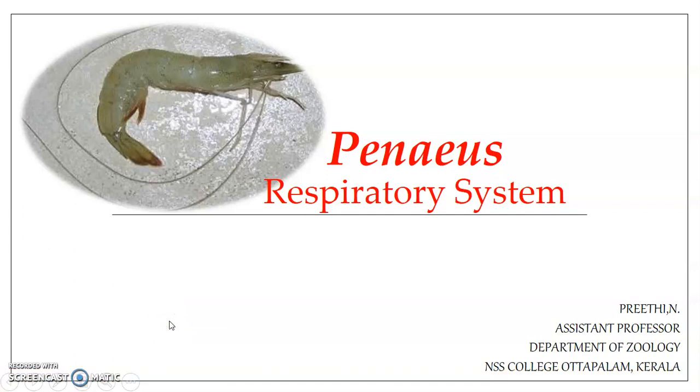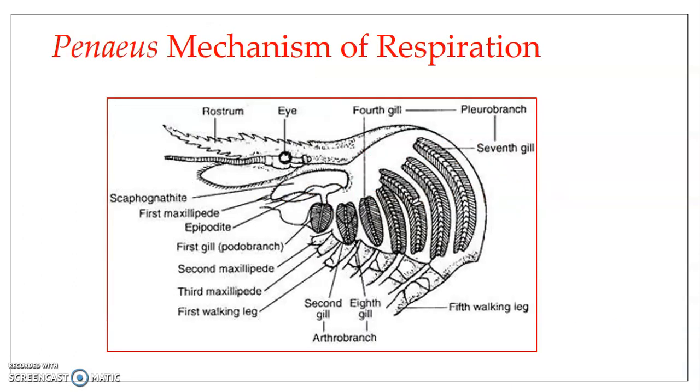Hello everyone. In this presentation we will continue with the respiratory system of Penaeus indicus, and here we will discuss the mechanism of respiration. This figure shows one side of the cephalothoracic region, and the branchiostegoid has been removed, and you can see the gill chamber open, and these are the gills placed in the thoracic region attached to the respective thoracic appendages. Another prominent structure for the mechanism of respiration is the scaphognathite.